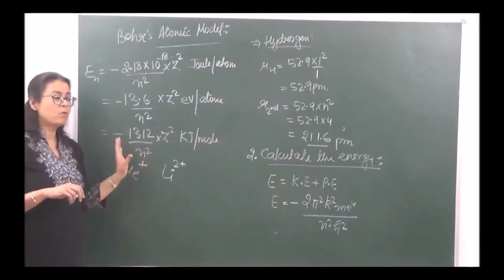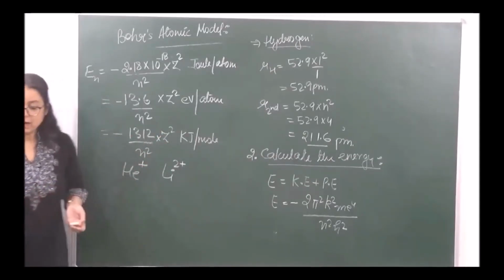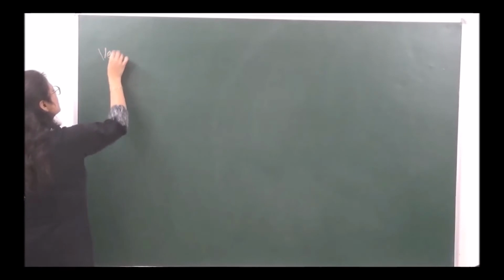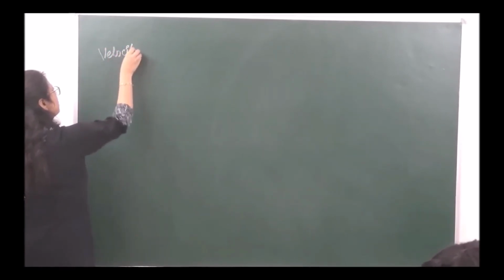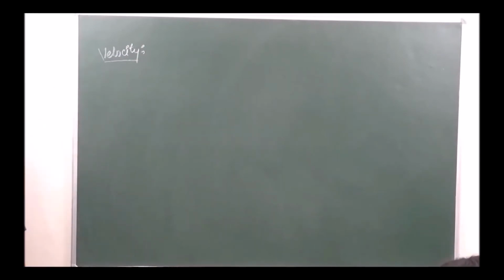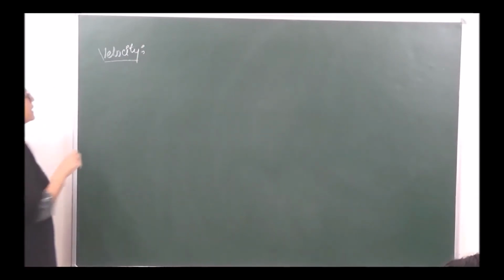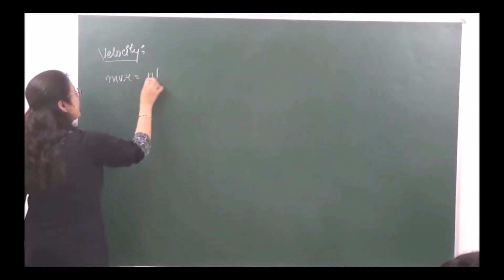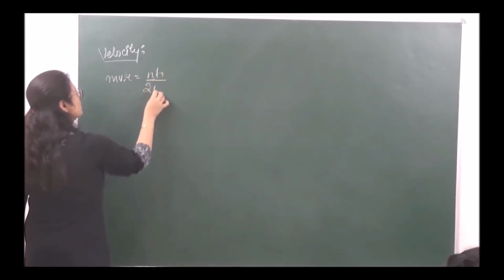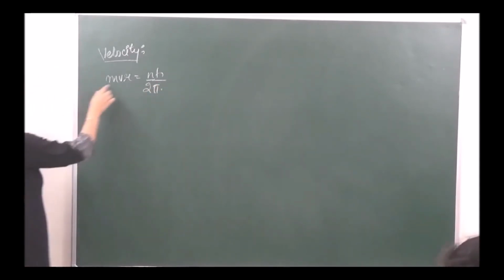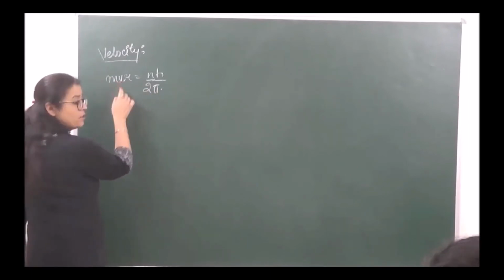So this is how the energy was calculated for each of the energy levels by Bohr's theory. Then the third application was to calculate the velocity of the electron. We already know that the angular momentum of the electron is given as mvr, which is equal to nh upon 2 pi.